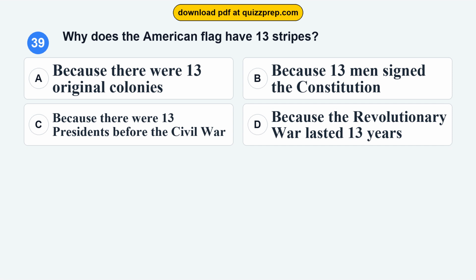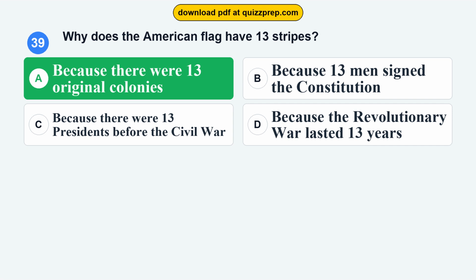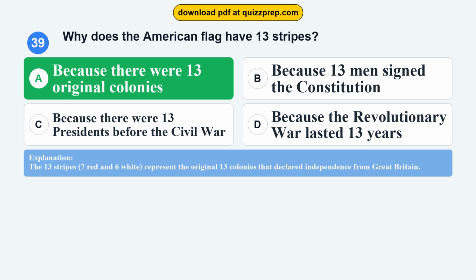Option A, because there were 13 original colonies. Option B, because 13 men signed the Constitution. Option C, because there were 13 presidents before the Civil War. Option D, because the Revolutionary War lasted 13 years. The correct answer is option A, because there were 13 original colonies. The 13 stripes, 7 red and 6 white, represent the original 13 colonies that declared independence from Great Britain.